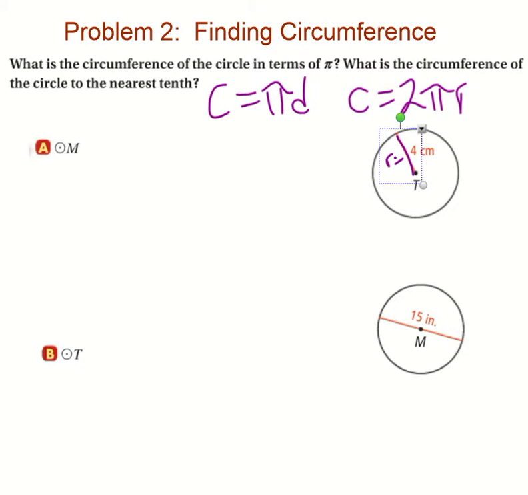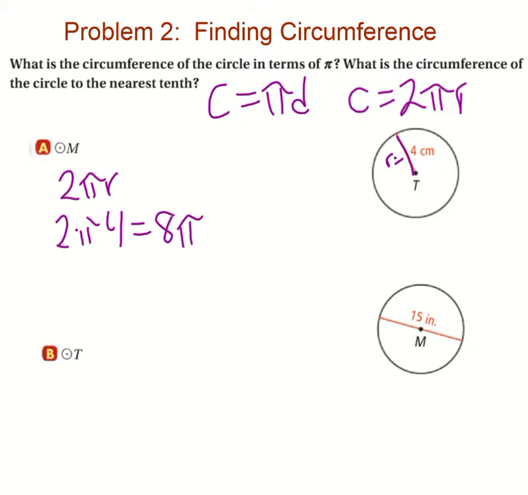So we're going to find the circumference in terms of pi using the second formula, 2 pi r. R is 4, so 2 times pi times 4. That would give us 8 pi. And so in terms of pi, it's just 8 pi.